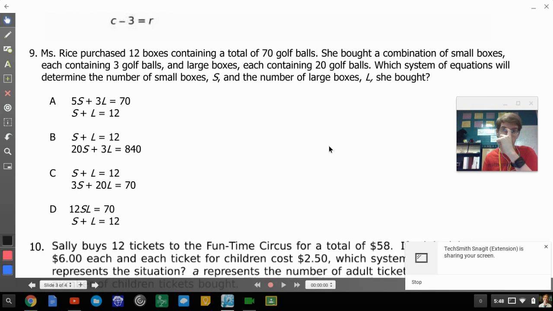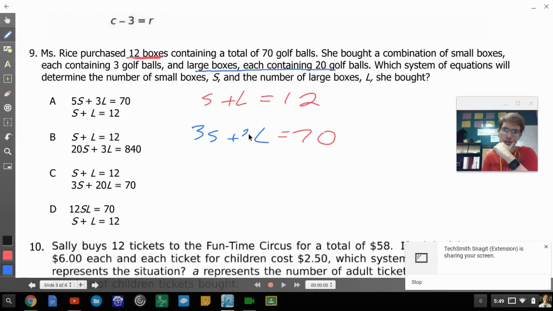Number 9. Mrs. Rice purchased 12 boxes containing a total of 70 golf balls. She bought a combination of small boxes, each containing 3 balls, and large boxes, each containing 20 golf balls. Which system of equations will determine the number of small boxes S and the number of large boxes L that she bought? Well, here's some information. She bought 12 boxes. That means total between these two, she bought 12. We also know she got 70 golf balls total. And since the small boxes contain 3, large boxes contain 20, those are the 2 equations I should be looking for.